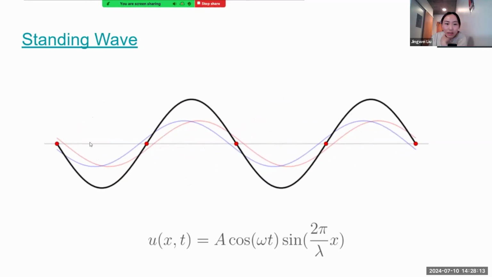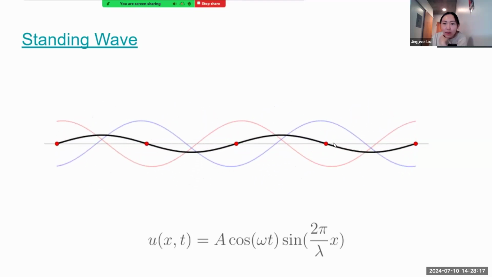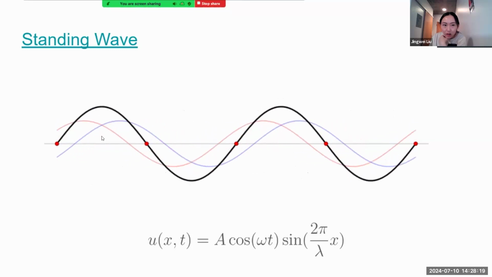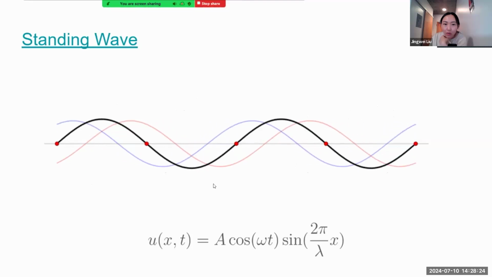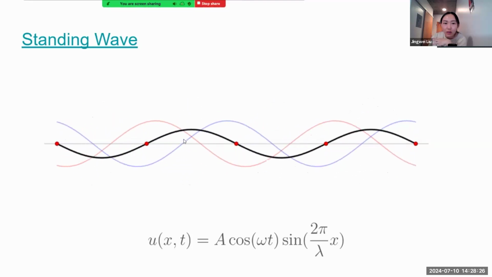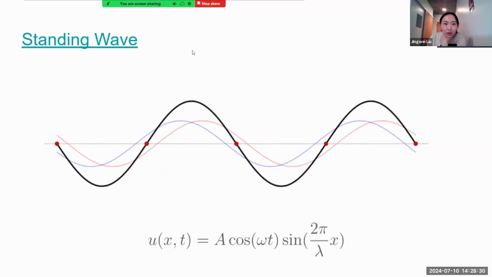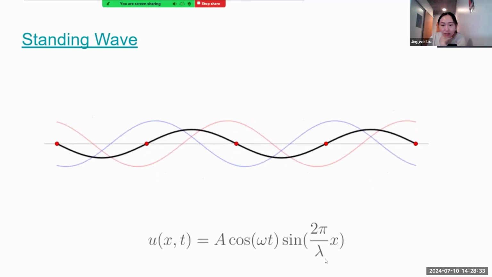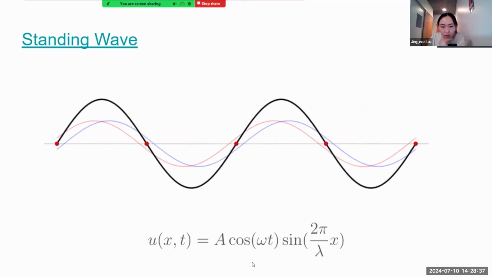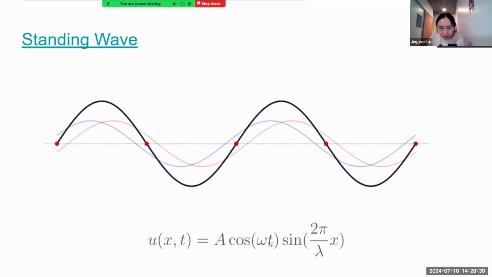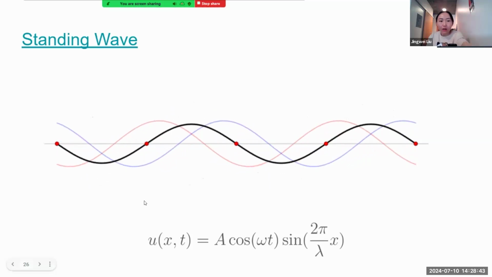But why is it a standing wave? You can see the nodes, right? The nodes here, they never move. They are zero forever. So these are the fixed points, and only the other waves are moving. So you have a feeling that they are not traveling, right? They are standing there. They are staying there. So this is called standing wave, and this is the mathematical description of the standing wave. So we'll get more into this now.